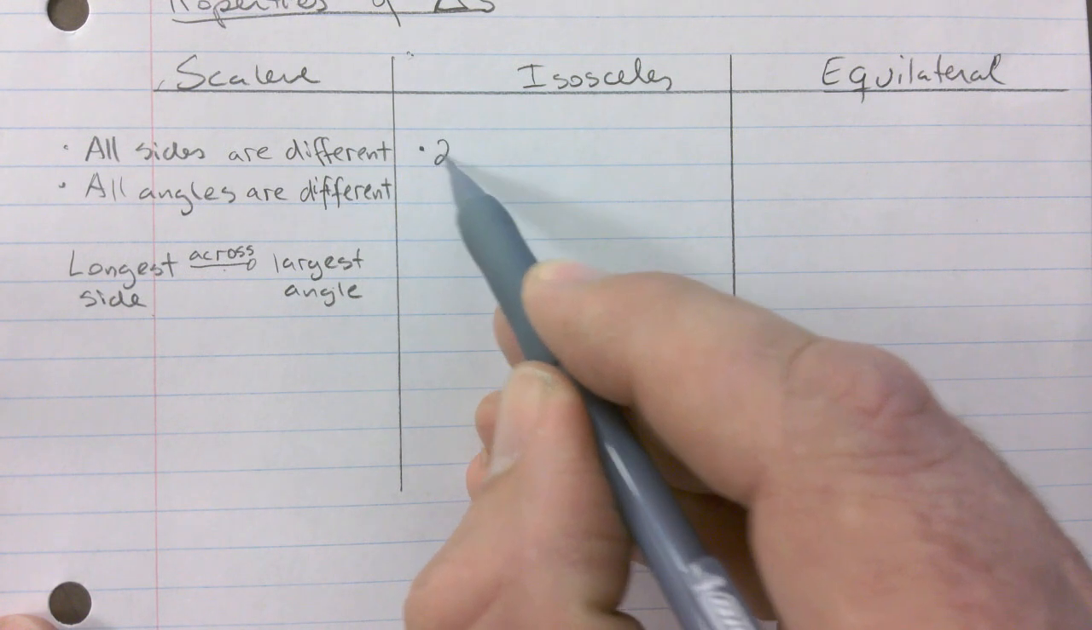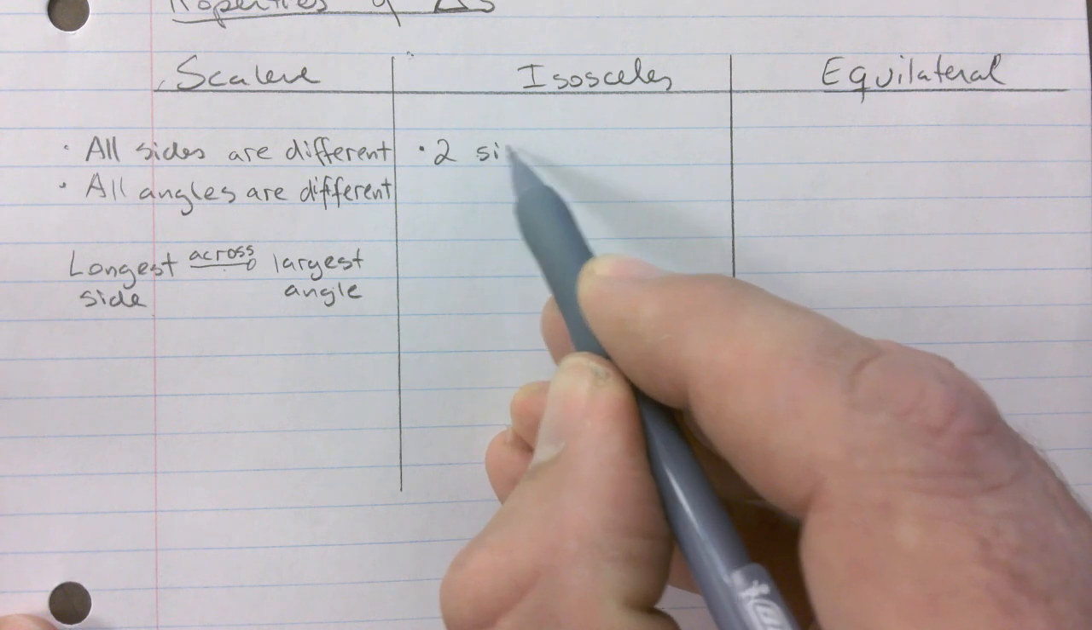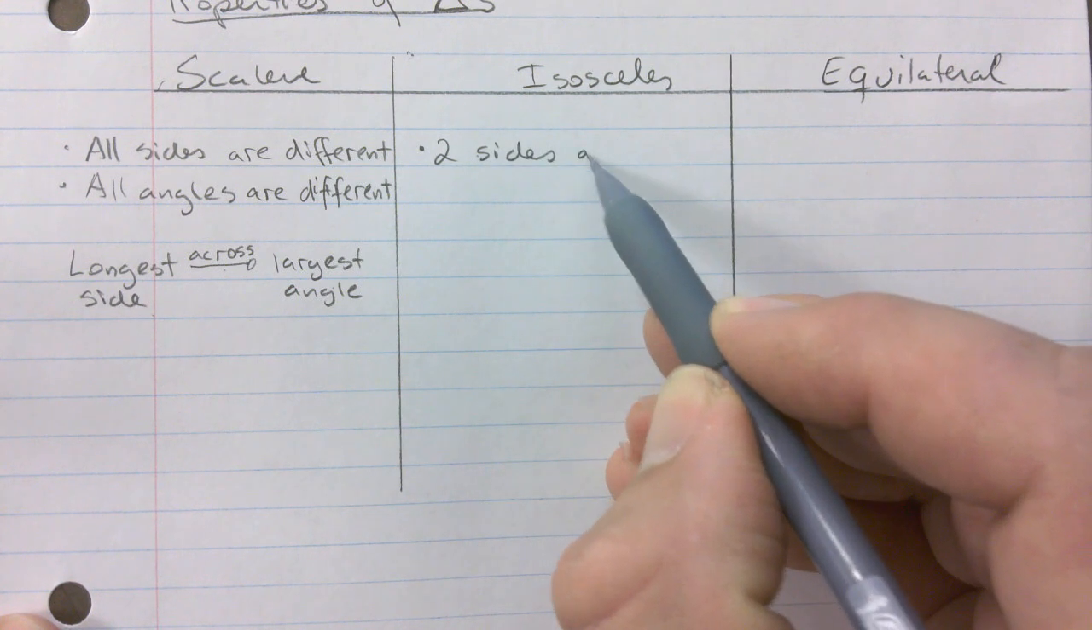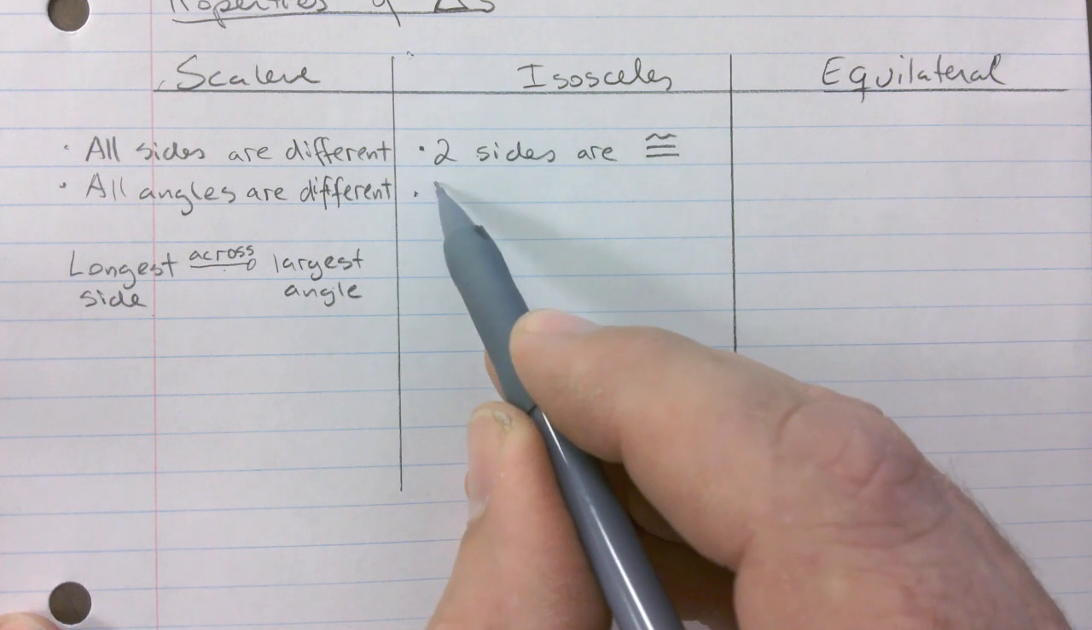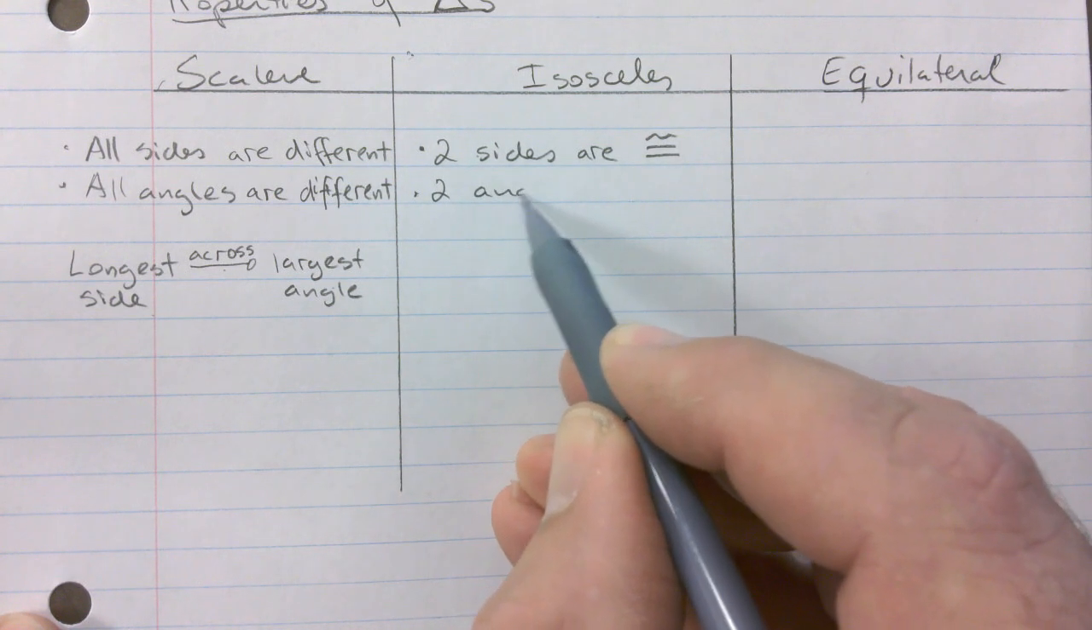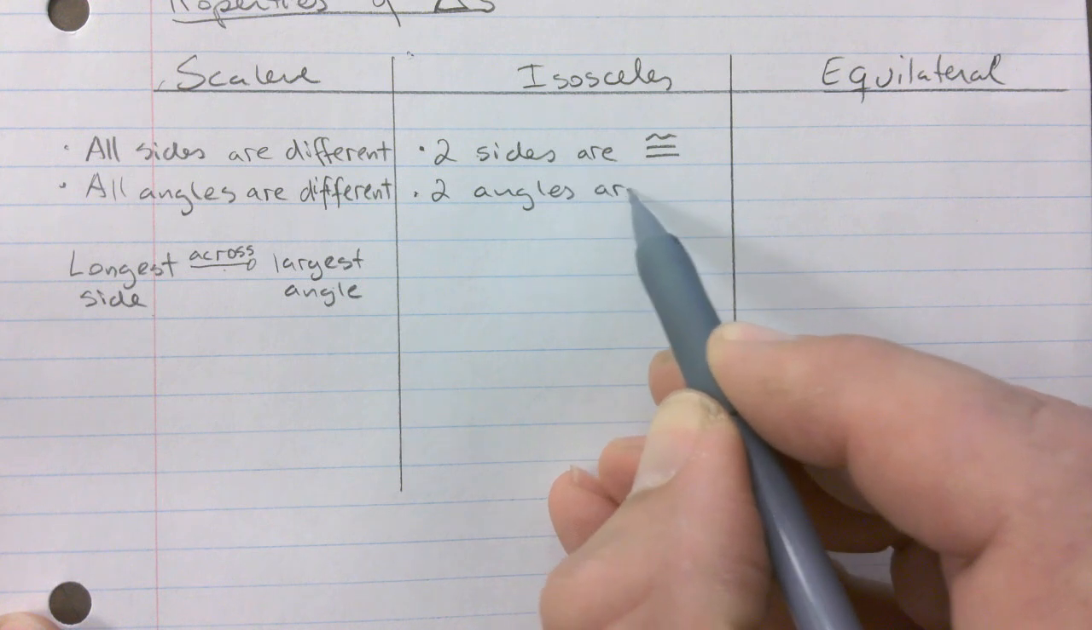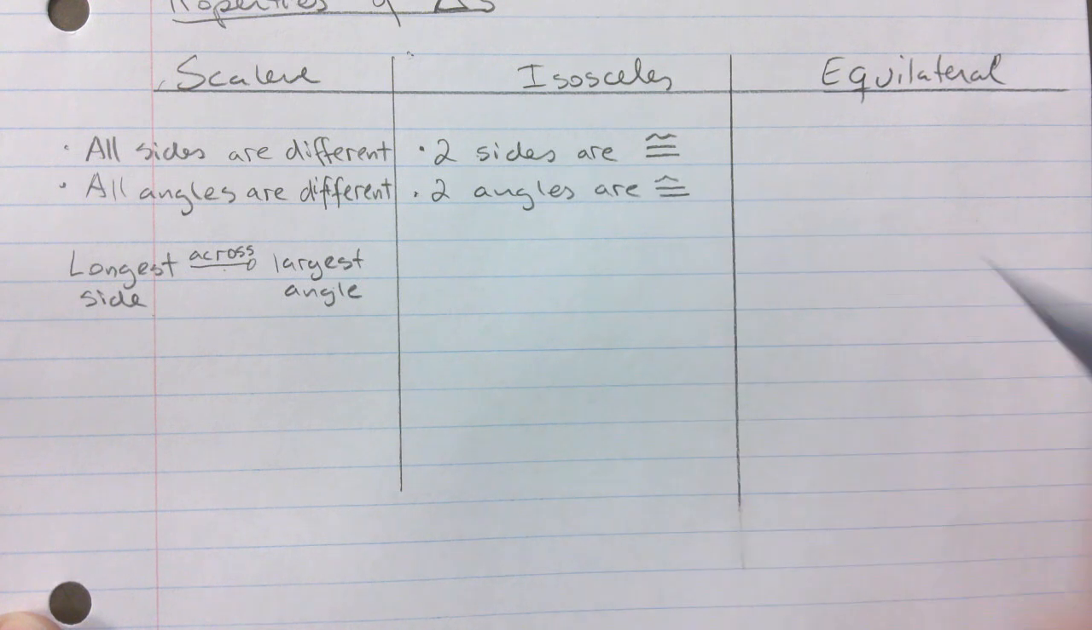Isosceles: two sides are congruent. Two angles are congruent. And not just any two angles. It's the two angles that are across from those two sides that are equal. Remember that.